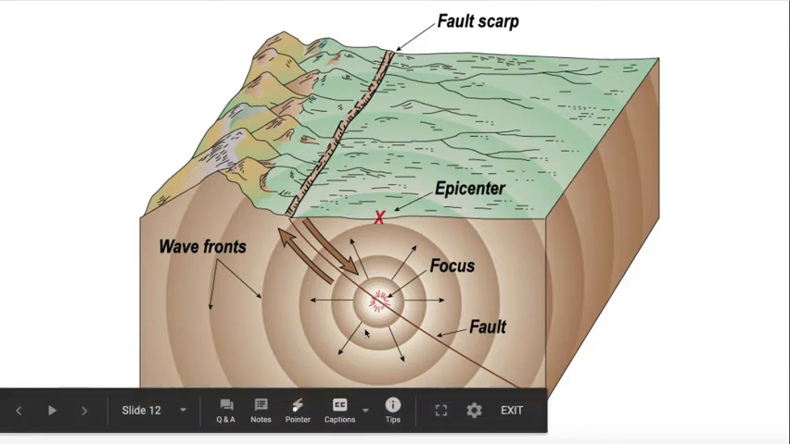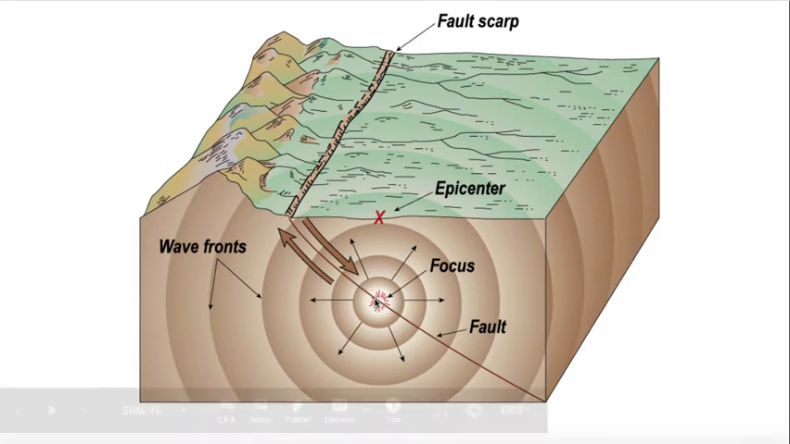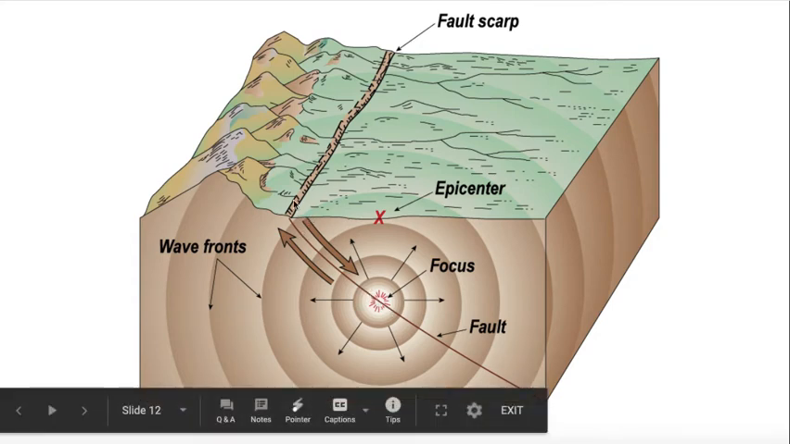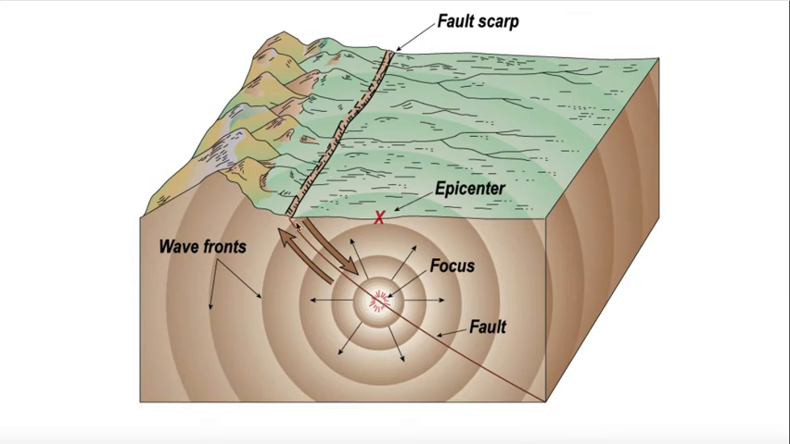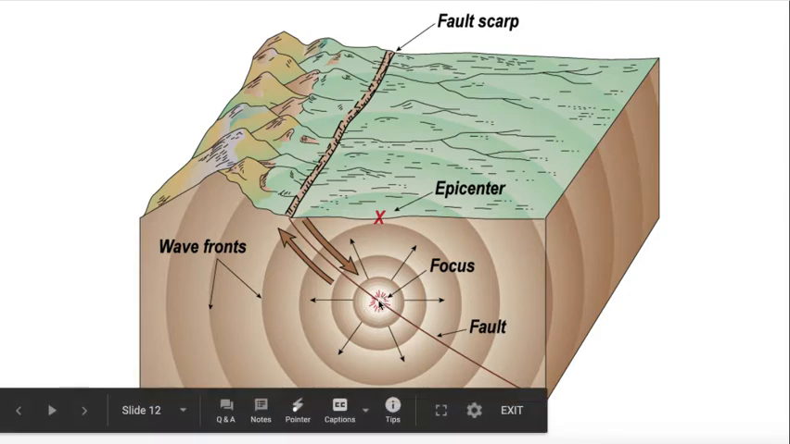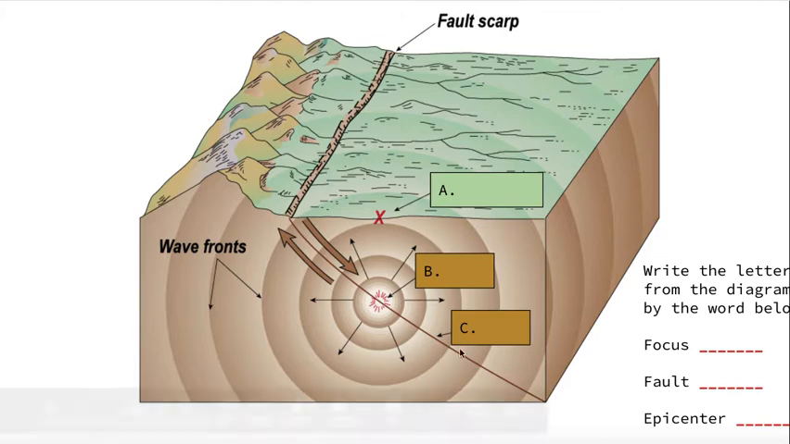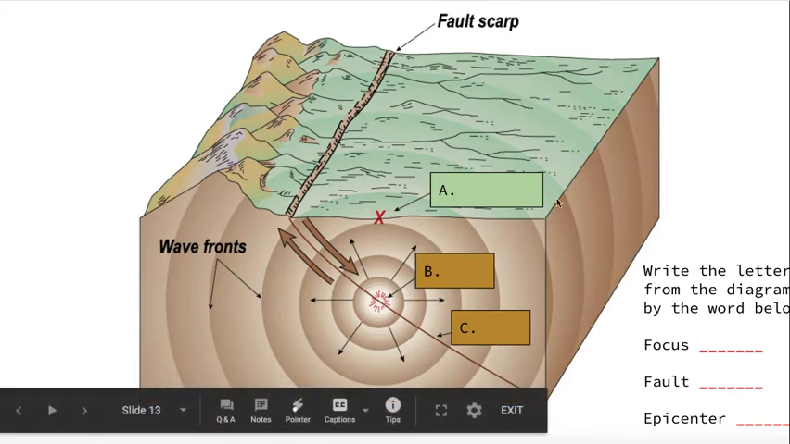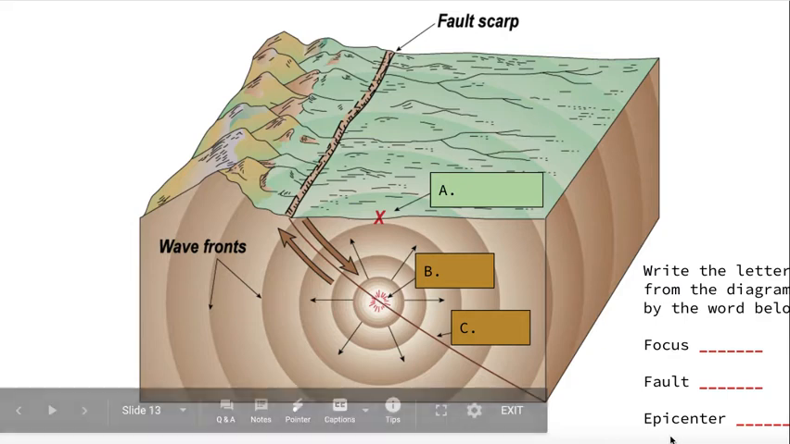This is an example. Here is your focus within the earth, the epicenter is directly above it, and the fault is the crack. So you can see the fault scarp, or where this is the line because it cracks throughout the earth, but what we see on the top is something along this line. So the words we need to know are epicenter, which is directly above the focus, which is where the actual stress released. The focus is within the earth, and your fault is the line that it creates, that crack line. So here you're going to write down the letter, A, B, or C, next to these three.